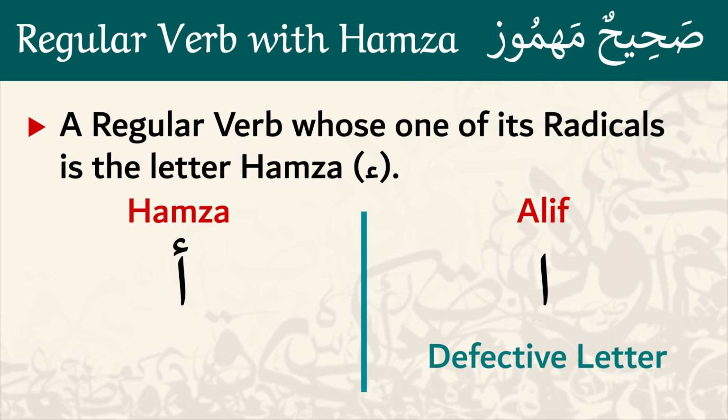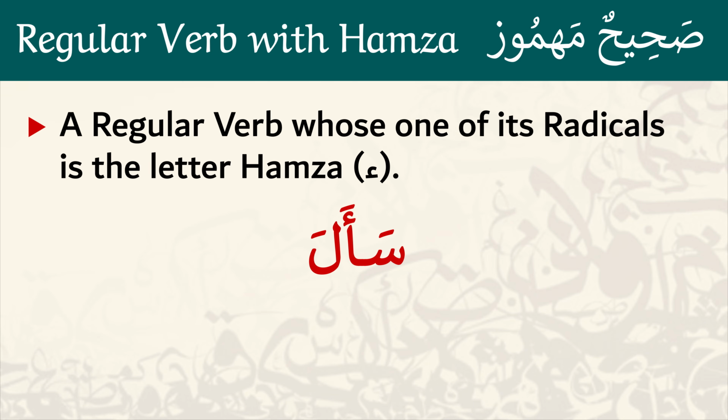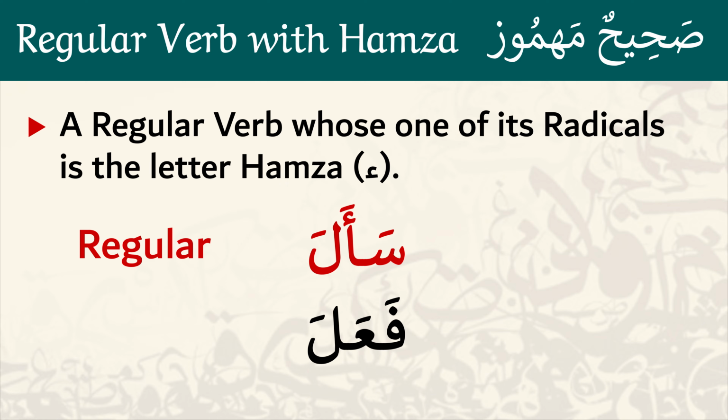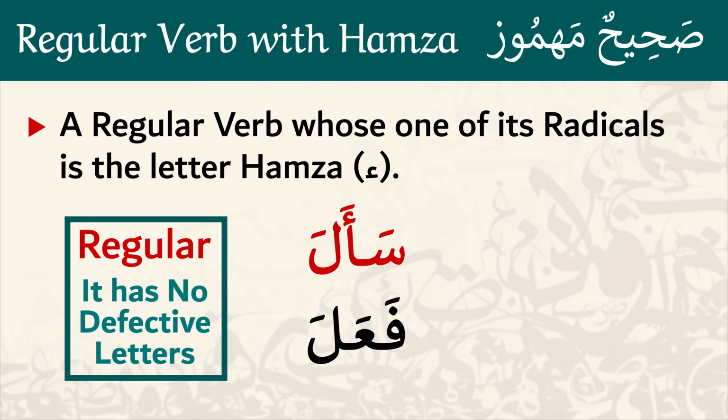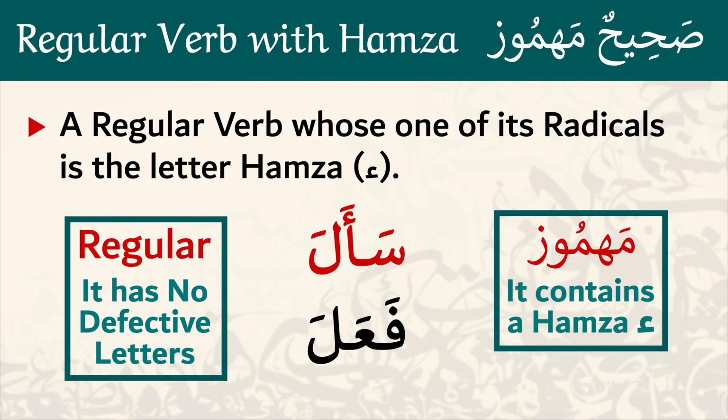On the other hand, hamza contains this shape. Either you see it on top of alif or in any other form of hamza that we know. Let's have this example, سأل. This is a past form, and it has 3 letters on the measure فعل. We do see a hamza here, so this verb first is a regular verb as it doesn't contain any defective letter, and second, it is mahmuz because it contains hamza originally.